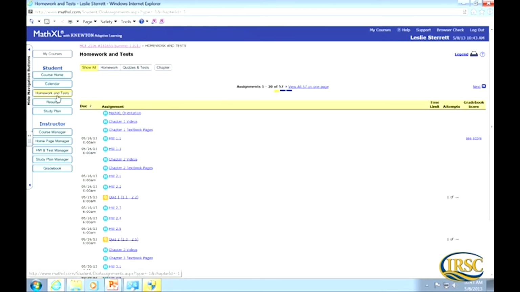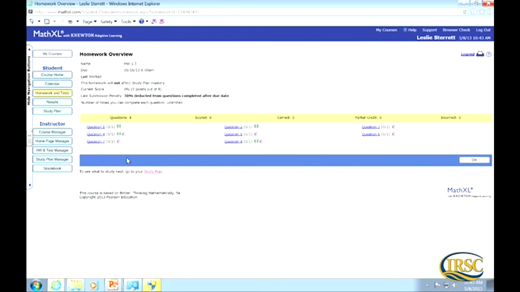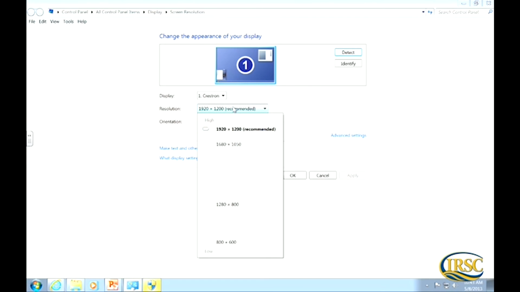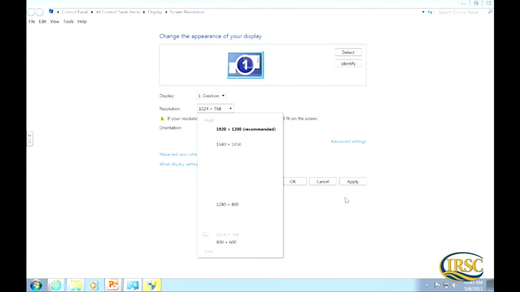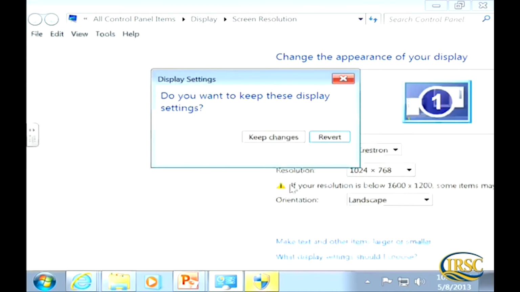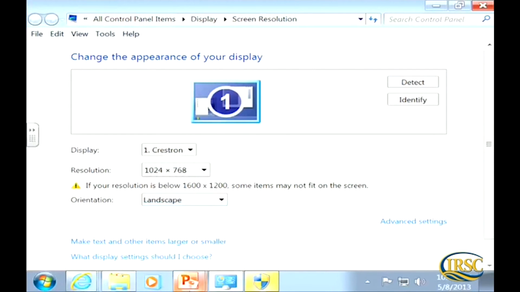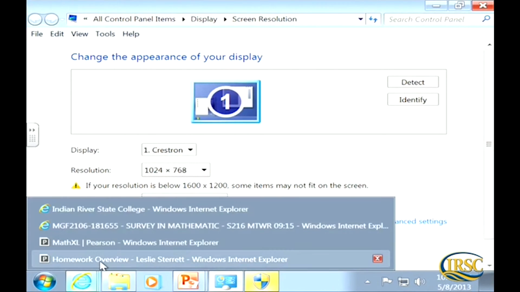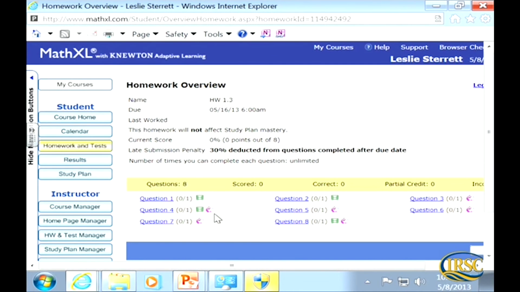So if I go back to homework and tests, and I choose section 1.3, notice it's a much shorter set of questions. So every homework set has a different amount of problems in it. And notice, here's a new looking icon. See these little purple squiggly arrows here? Let's go ahead and jump to one of those questions.